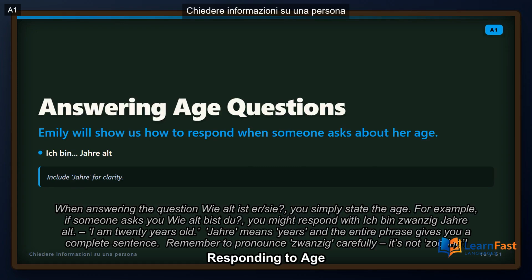When answering the question, Wie alt ist sie? you simply state the age. For example, if someone asks you, Wie alt bist du? you might respond with, Ich bin 20 Jahre alt. I am 20 years old. Jahre means years and the entire phrase gives you a complete sentence. Remember to pronounce zwanzig carefully.